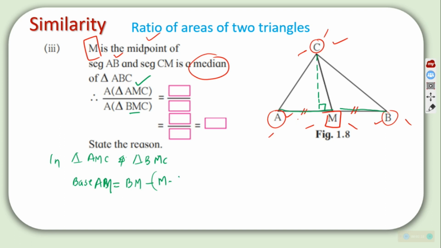M is the midpoint. You have to state this much as the reason. Then we can simply say AM upon BM, and you will write this statement here. When they are equal, AM upon BM becomes 1. The ratio is 1 is to 1. That means both have the same ratio. Okay, we will go ahead.